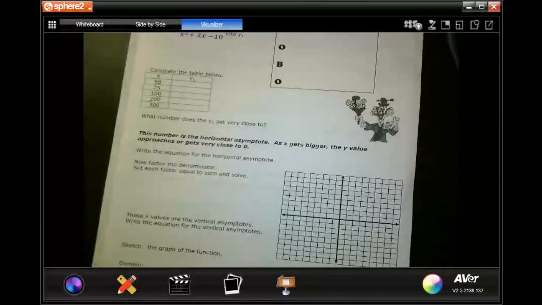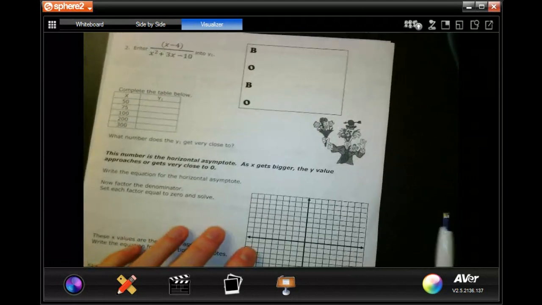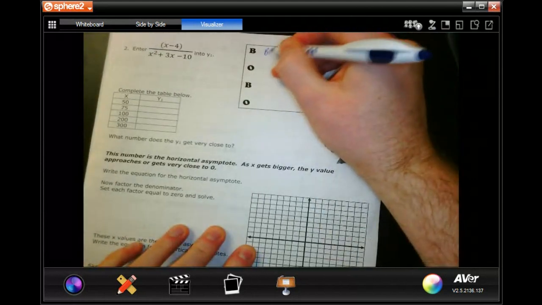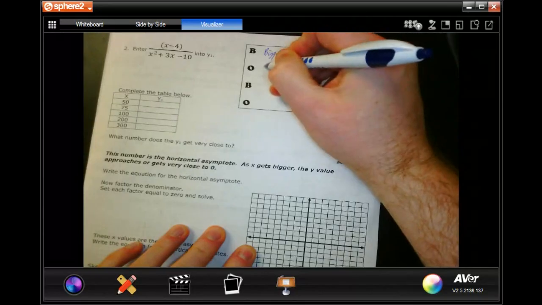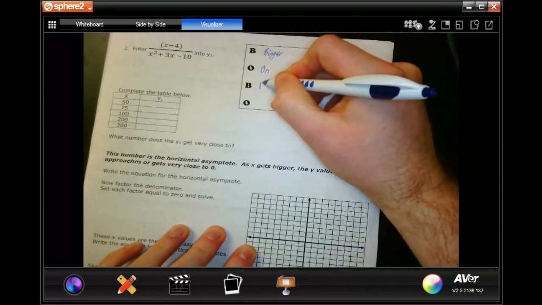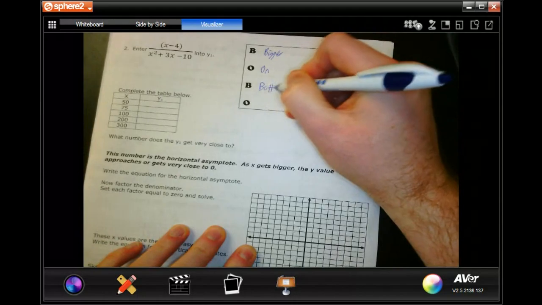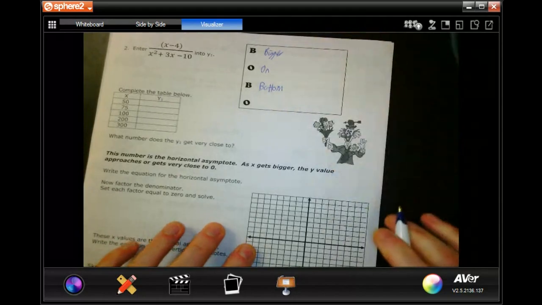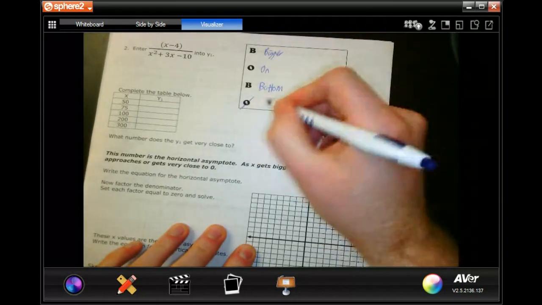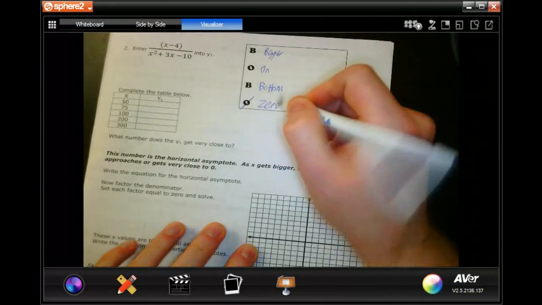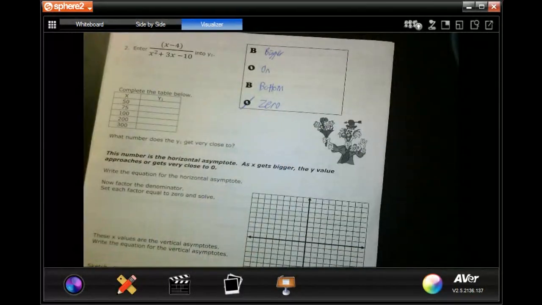So now you know what all these boys are. Let's do this. We have BOBO. That means bigger on bottom. Then put a slash through this 0. Okay, it's not an O, that's a number. Bigger on bottom than 0.